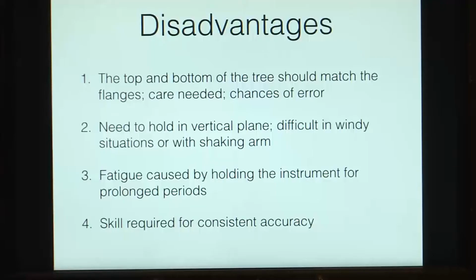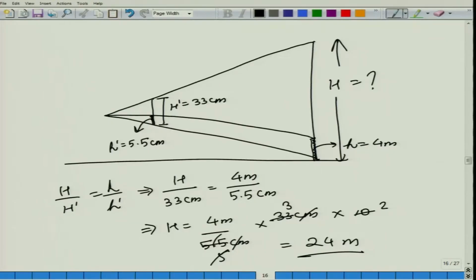Now, the disadvantages of using a hypsometer are these. The top and bottom of the tree should match the flanges, as we saw in the diagram. So, if we move back to the tablet, yeah. So, the top and the bottom of your hypsometer, so this is the top, this is the bottom, it should match the top and bottom of the tree. So, you need to have some care while using this device, and both of these need to match exactly, otherwise you will have some errors.